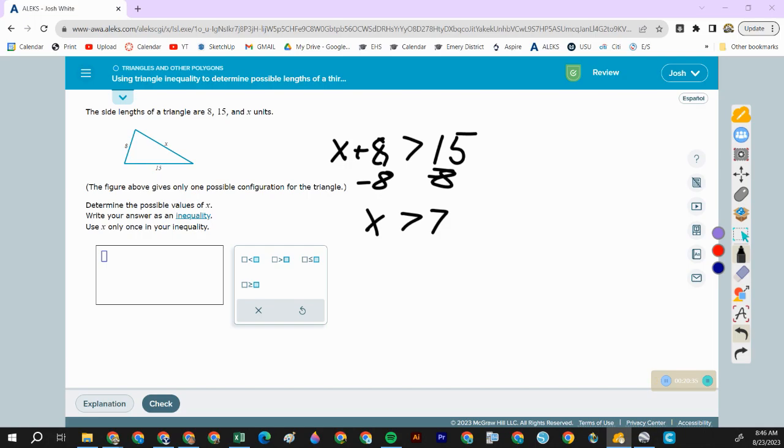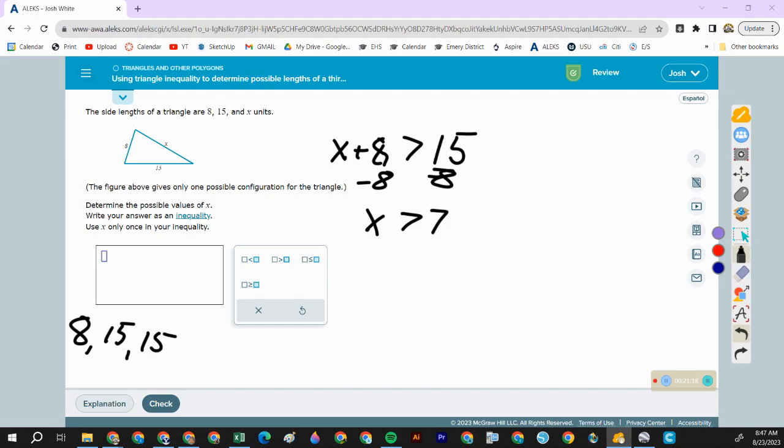How big could it be? It could be bigger than 15. What would we have to check? This is kind of a hard one. Would 15 work? So if I had 8, 15, and 15, would that work? It would make an isosceles triangle. It's not going to be a right triangle. Oh, you're so close. How are you figuring this out?